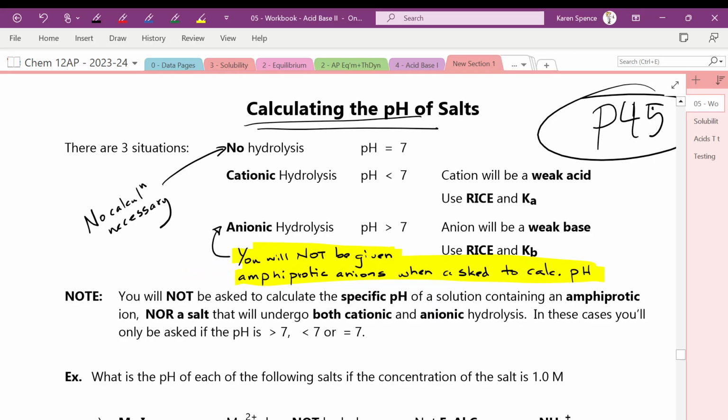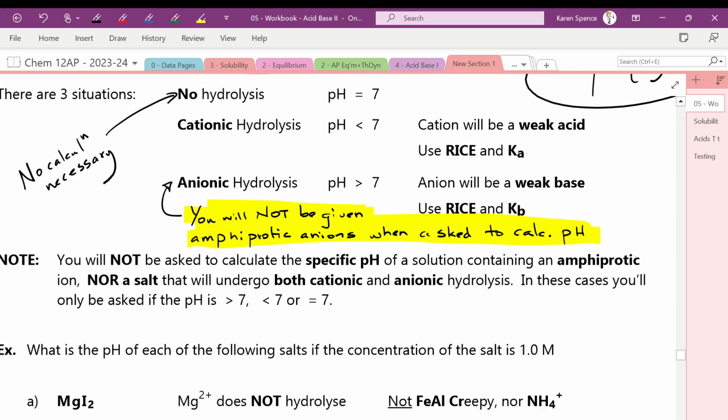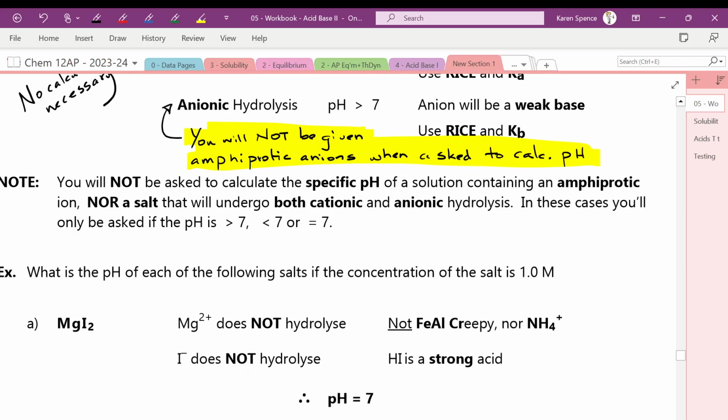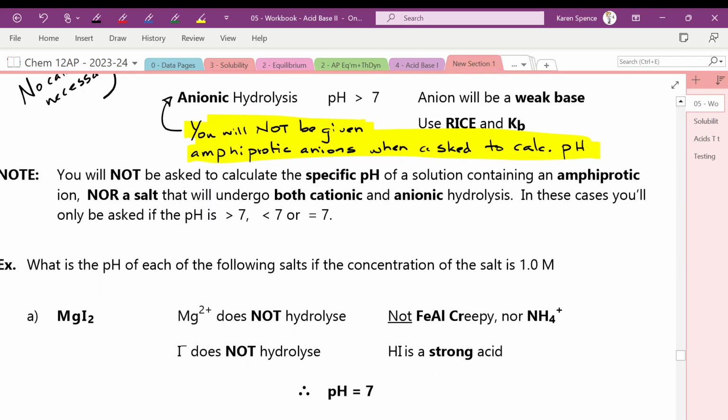Oh, look at this. Actually, it's in the note. I don't know why I wrote it down. Note, you will not be asked to calculate a specific pH containing an amphiprotic ion, nor a salt that will undergo both cationic and anionic hydrolysis. Ding. Okay.